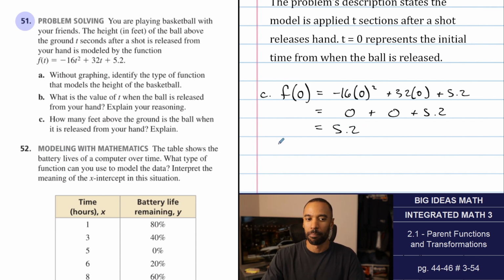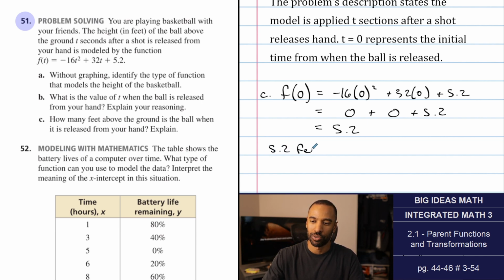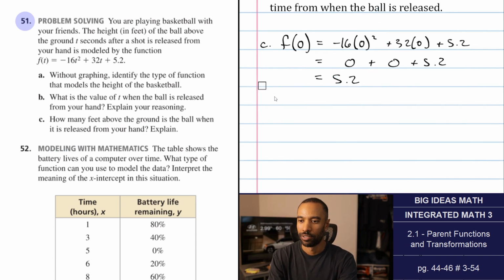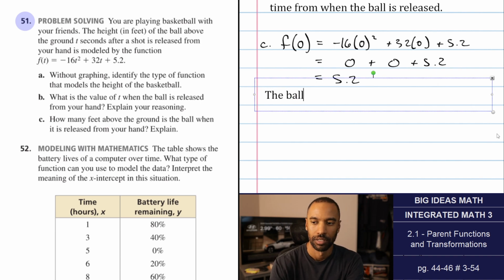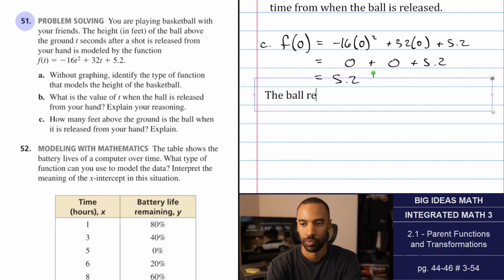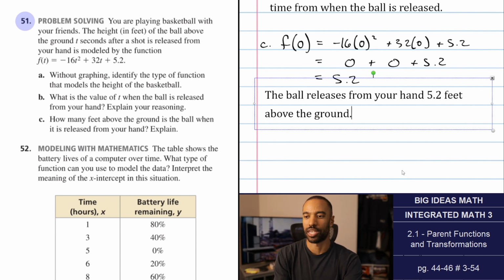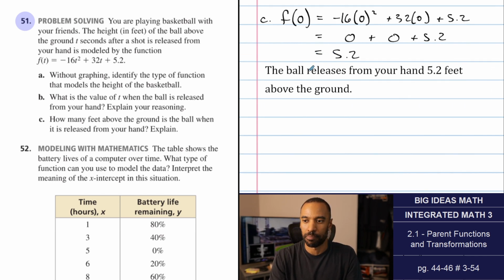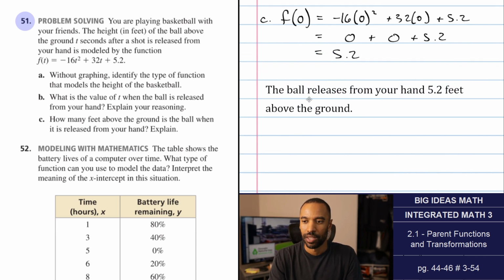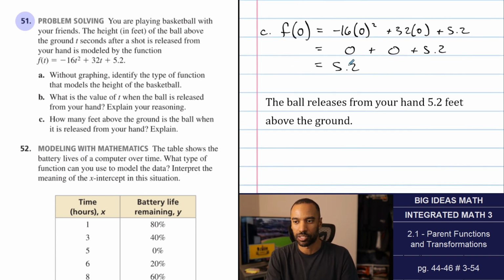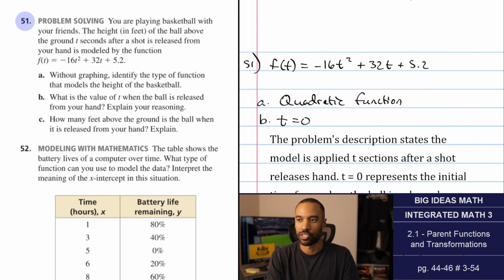That means, how many feet above the ground is the ball once released from your hand? 5.2 feet above ground. Let me type this. The ball is released from your hand 5.2 feet above the ground. So I just want to state a couple more things that are of interest to me, although it probably has to do with future problems. That's my explanation, right? The math is at time 0 when I release it, so that's how we get the number. So a few things I wanted to state here.